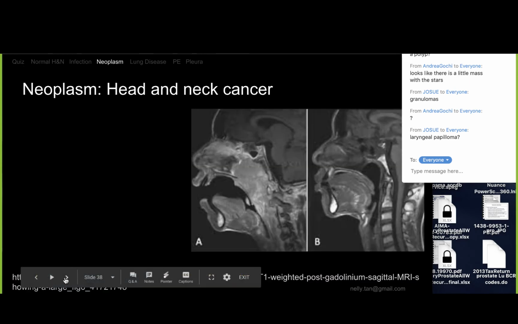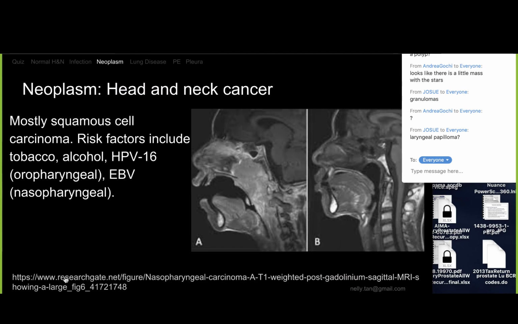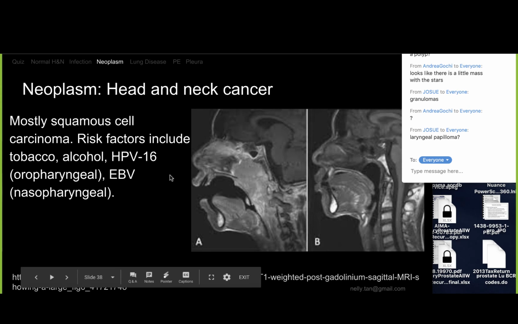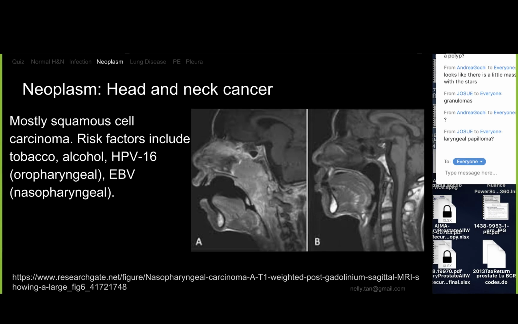Okay. So more neoplasm. So head and neck cancer. Those are the benign stuff, and these are the malignant stuff. The most common cause is squamous cell carcinoma, usually from smoking, HPV, and EBV. So this is what normal looks like. You have the nasopharynx here, and then here you have this mass that's facing the nasopharynx.